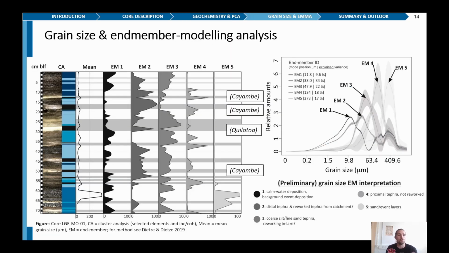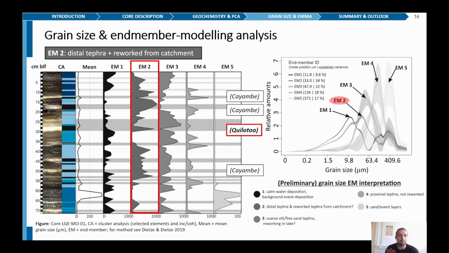Now let's have a look at the grain size data and the end member modeling analysis, which is a bit more difficult to interpret, because as you can see on the left and the right side of the figure, some of the end members have polymodal grain size distribution, making it a bit difficult to clearly identify single processes which are associated to those single end members. I still try to interpret it. So here we have end member 1 with its main mode in the fine silt fraction, which seems to reflect the calm water or background deposition.